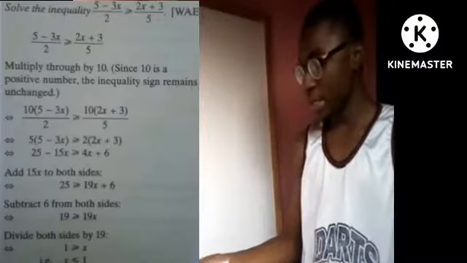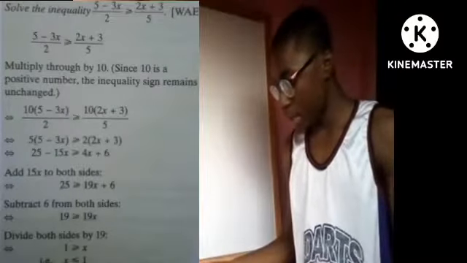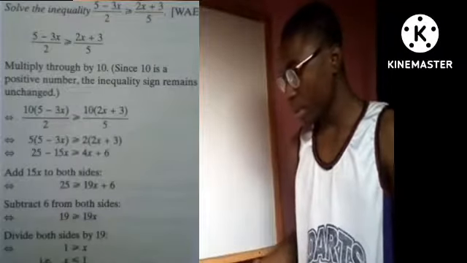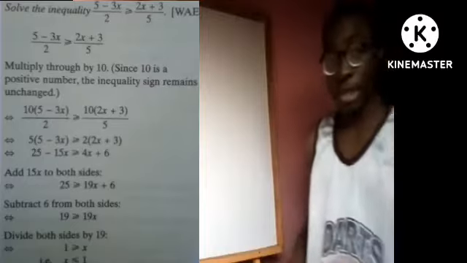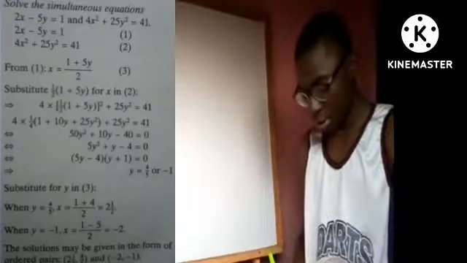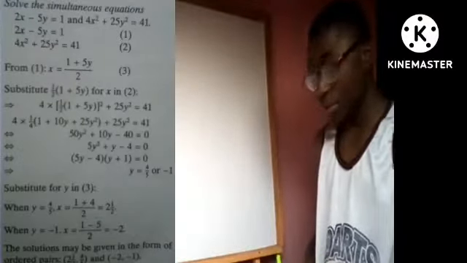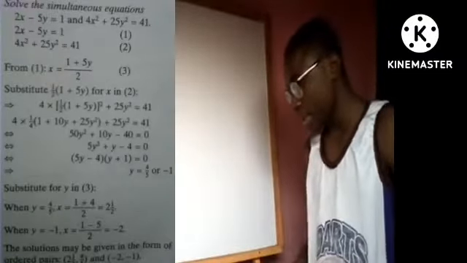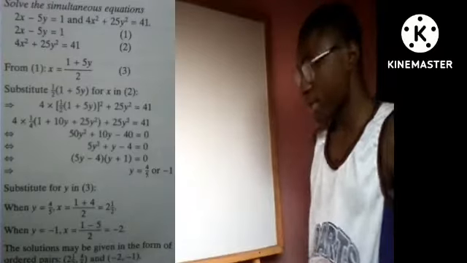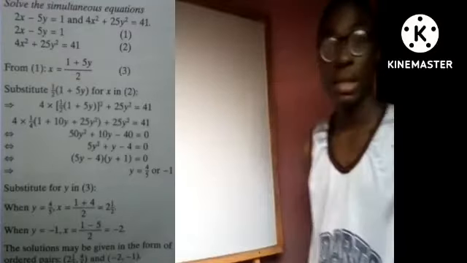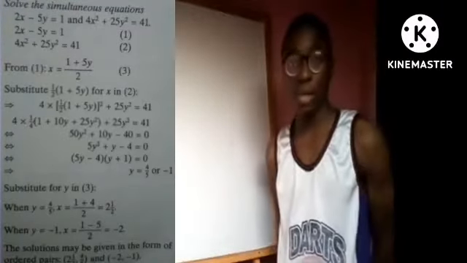Let's move on to the next section of this video, where we'll be dealing with simultaneous and linear equations. I'll be dealing with example 17, where we are asked to solve the simultaneous equations given as 2x minus 5y equals 1, and the second one is given as 4x squared plus 25y squared equals 41. This is a simultaneous equation of one linear and one quadratic.